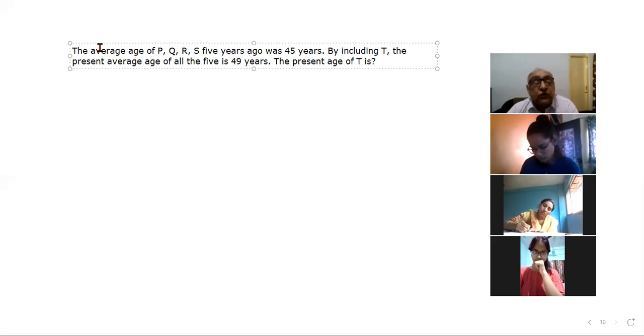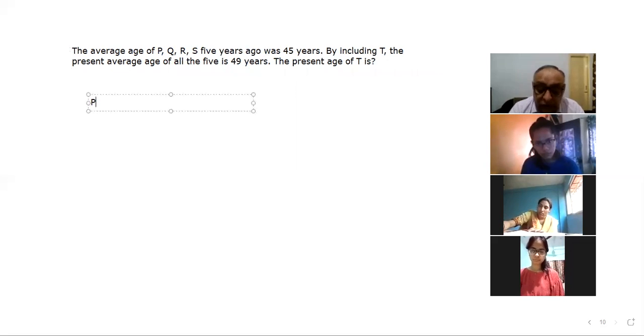With the entry of a new person T into the team, the ages of the 4 persons have effectively decreased, because the average has decreased. By how much has the average decreased? It has decreased by 1 year, right? So first of all, let us take the total age of P plus Q plus R plus S.